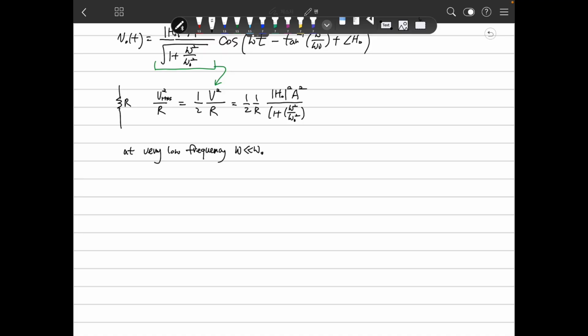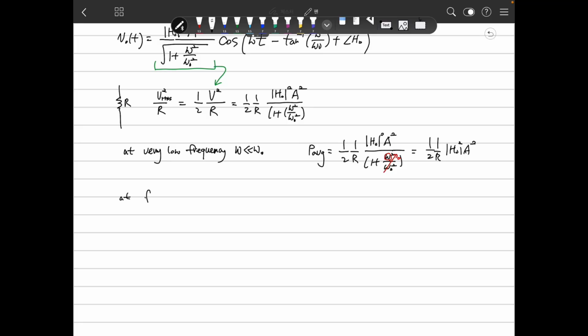When omega is very small, omega ≈ 0, the average power consumed by R is (1/2)(1/R) H0² A² / (1 + (ω/ω0)²). Because omega is very small, the second term is very small, so it is 0. Then the result will be (1/2)(1/R) H0² A².